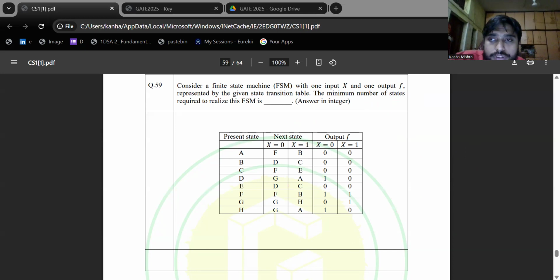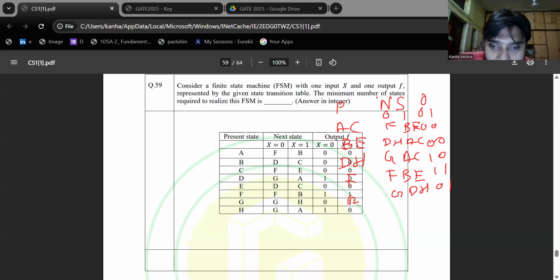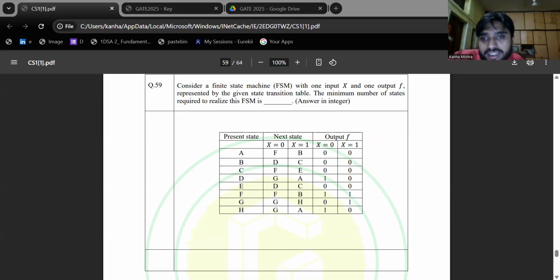So the overall end table comes out to be this. The present states are AC, BE, DH, F and G. At next state, NS, for 0 and 1: for AC it is F and BE. It is DH and AC. It is G and AC. It is F and BE. It is G and DH. The outputs are for 0, 1: 0, 0, 0, 0, 1, 0, 1, 1, 0, 1. These are the outputs.